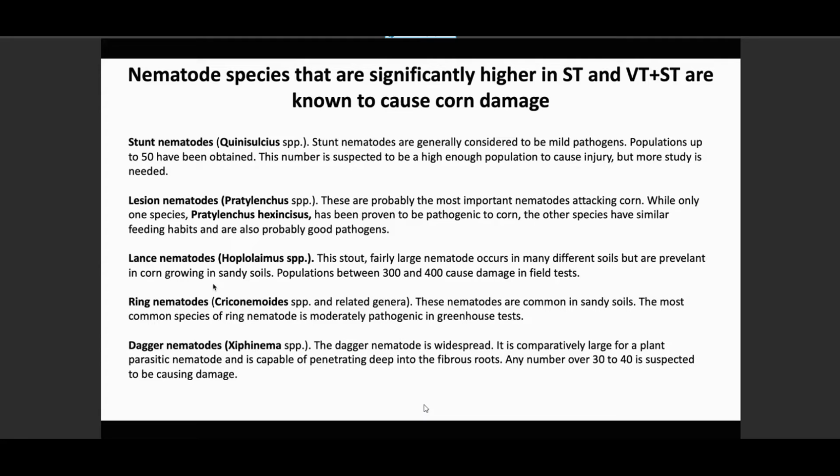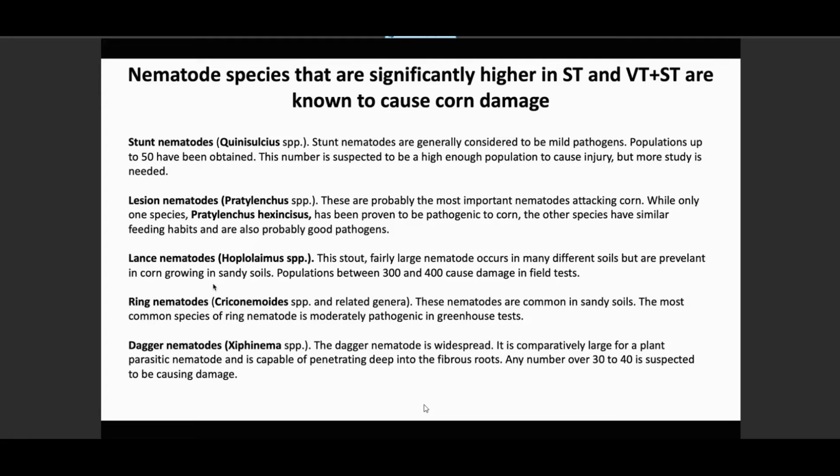In two sites, we found the lance nematodes, which are generally prevalent in corn growing in sandy soil. And it is reported that if the number increases to 300 or 400, it can cause damage in the field. Then we have ring nematodes. Again, this was higher in the ST treatment, and these are very common in sandy soils.